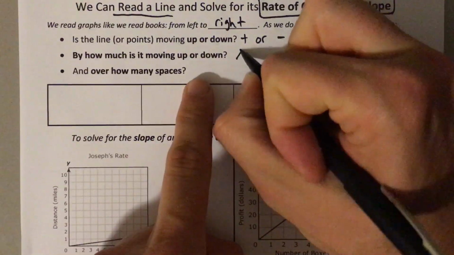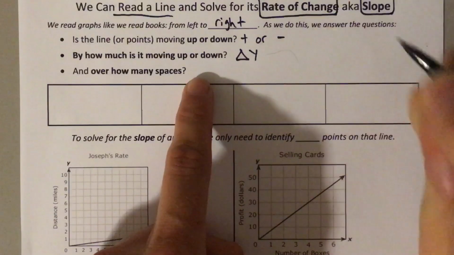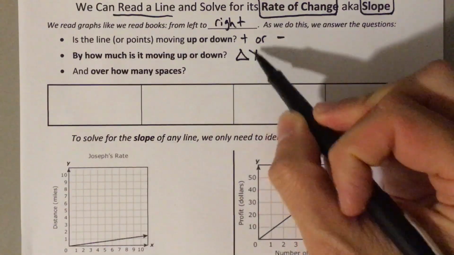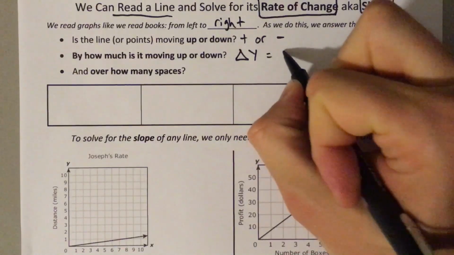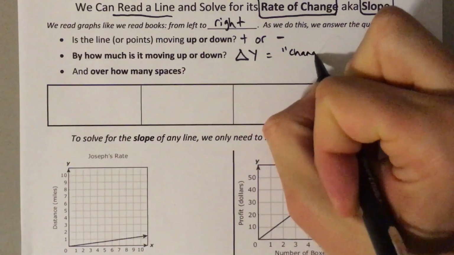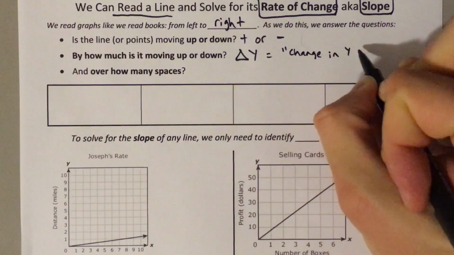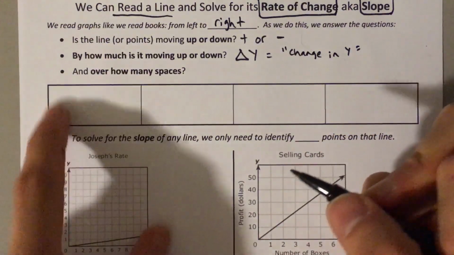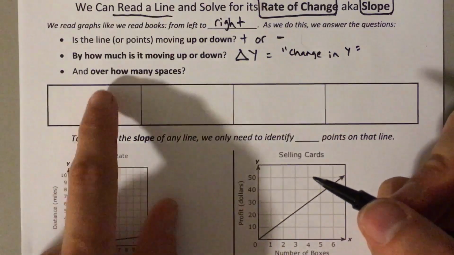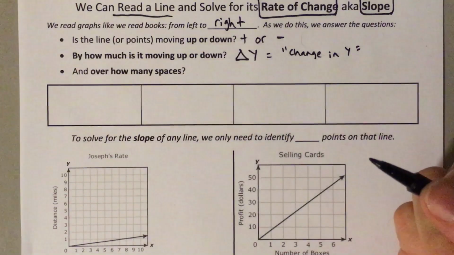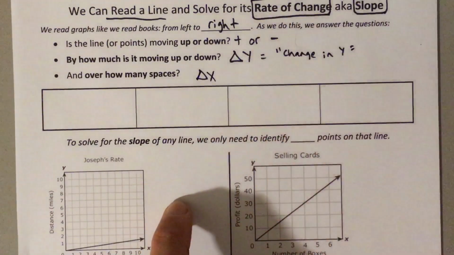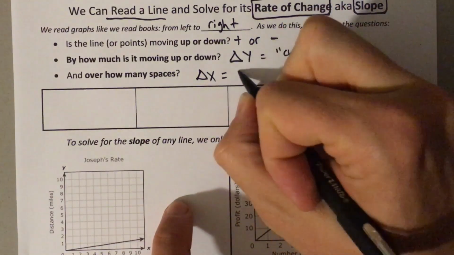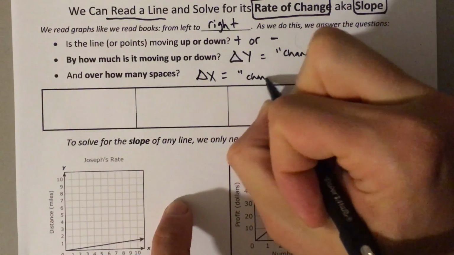And we're going to call that the change in y. So this is something you'll see in math and in science as you get older. That triangle just means the change in y. And then likewise, as it's moving up, how far is it moving over? So moving from left to right, we'll call that the change in x. So change in y, change in x.